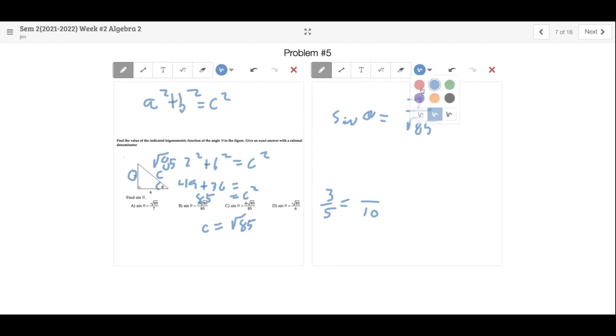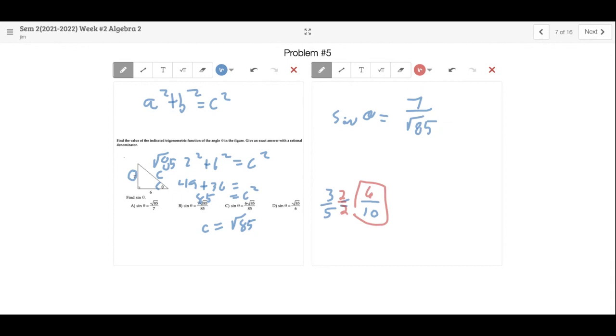And why can we do that? Why can we multiply top and bottom by 2? Because 2 over 2 is 1, and when you multiply anything by 1, it is the same thing, right? So if I multiply 3/5 by 2 over 2, which is 1, I get 6/10, which is the exact same fraction. It just doesn't look the same, right?